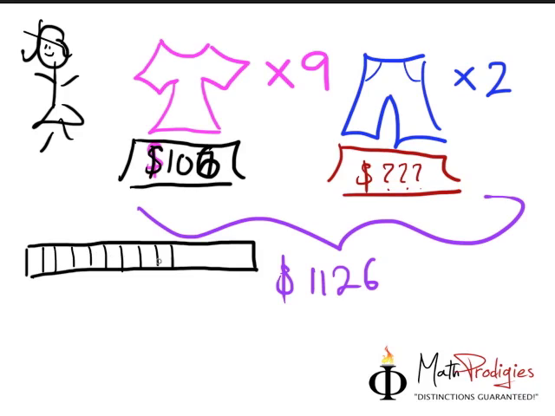These are the shirts. And then we have 2 pairs of jeans, so I'm going to use a different color here. 1 over here and 2 over here. We already know that this part over here is actually $106. And the whole thing over here, as I've already written down on the right hand side, is $1,126.